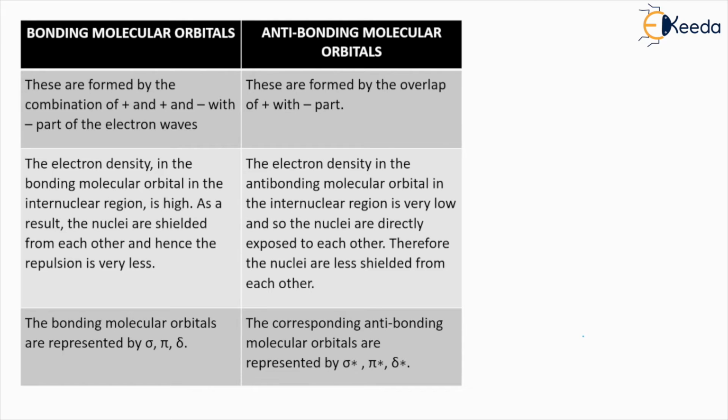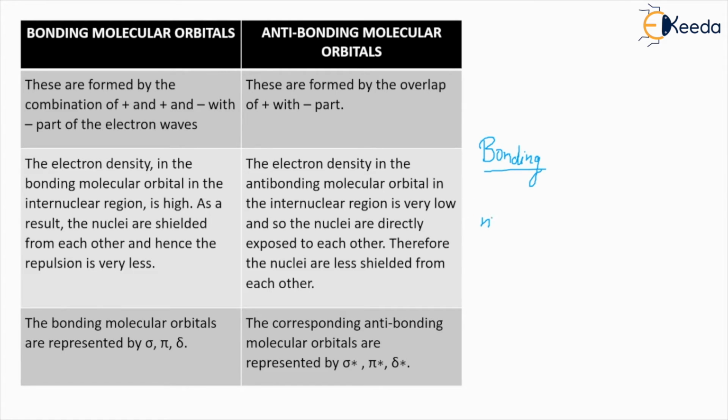The next point is very important because it talks about electron density. Electron density in the bonding molecular orbital in the internuclear region is high. That means the region between the two atoms is high. So if I'm talking about bonding, let me just write bonding over here. I've told you what the internuclear region is.